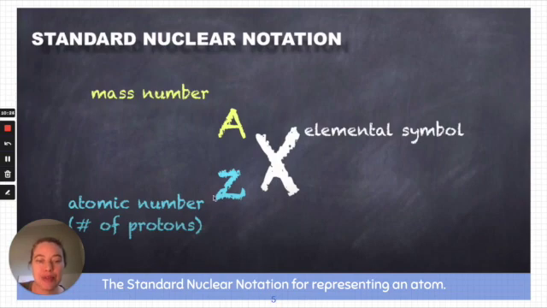Now at the bottom where they've written Z, you would put the atomic number, which is the number of protons. So if I was doing hydrogen, hydrogen is the very first element on the periodic table, its atomic number is 1, it has 1 proton, having 1 proton is what makes it hydrogen. I would put a 1 right here where it says atomic number. So that is the standard nuclear notation for representing an atom.